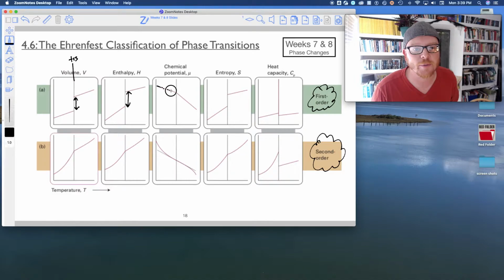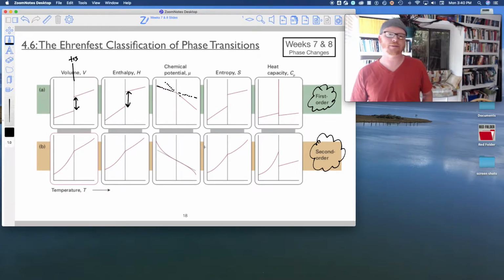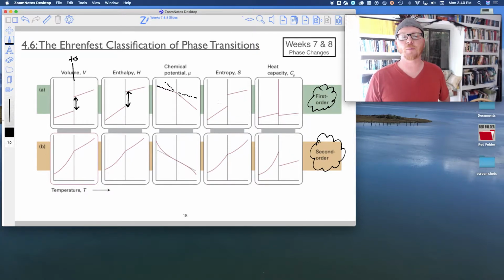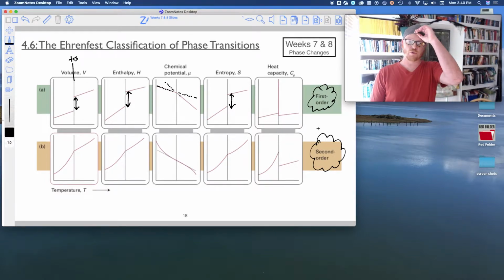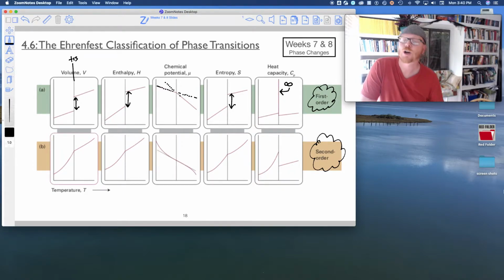And that's because if you remember, this line for one phase would just continue along, and for this other phase would continue along. So the chemical potential just has that sharp point. But just like in enthalpy, in entropy, there's a discontinuous jump in a first order phase transition. And the result of all of this is the heat capacity at the phase transition becomes infinitely large because you are technically supplying heat without a change in temperature.